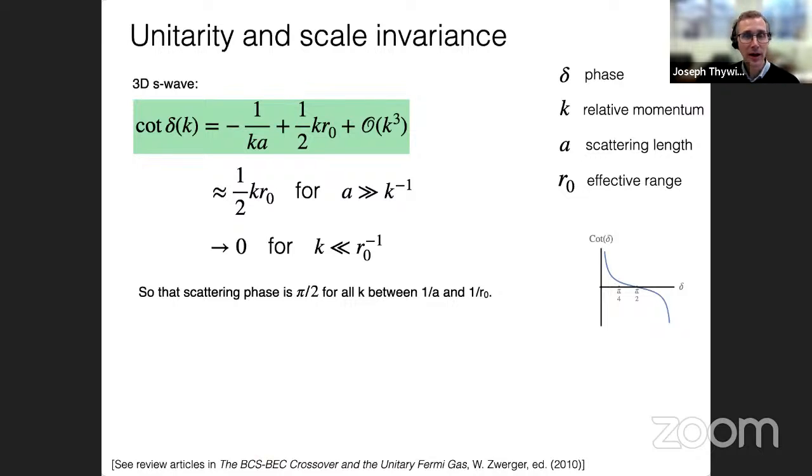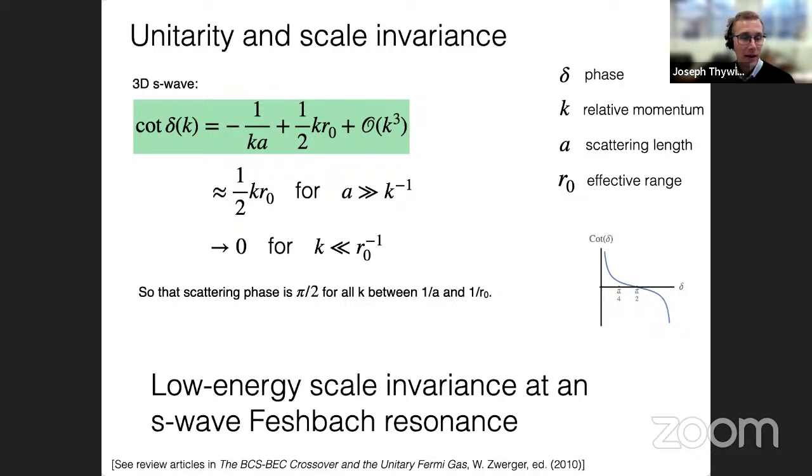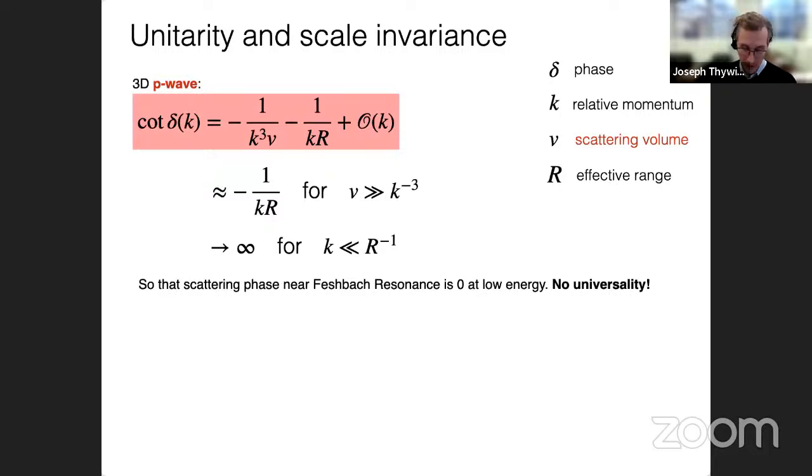So let's do the same thing now, except for P waves. And okay, we can again make the scattering volume diverge at a Feshbach resonance, and then we have this subleading term left over, but that subleading term diverges if I go to a very cold collision. And when this goes to infinity, it means the scattering phase goes to 0. So for low energy, even at the Feshbach resonance, you get no interactions for P waves. And for that reason, there's no corresponding universality that appears right at the Feshbach resonance. So this is kind of disappointing.